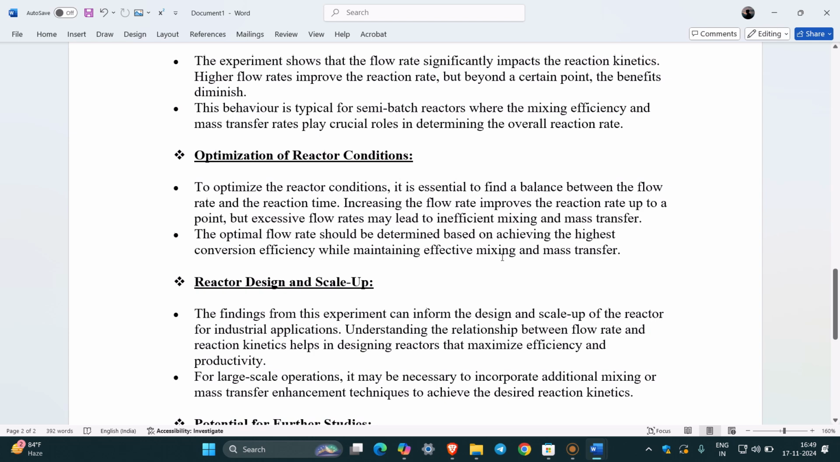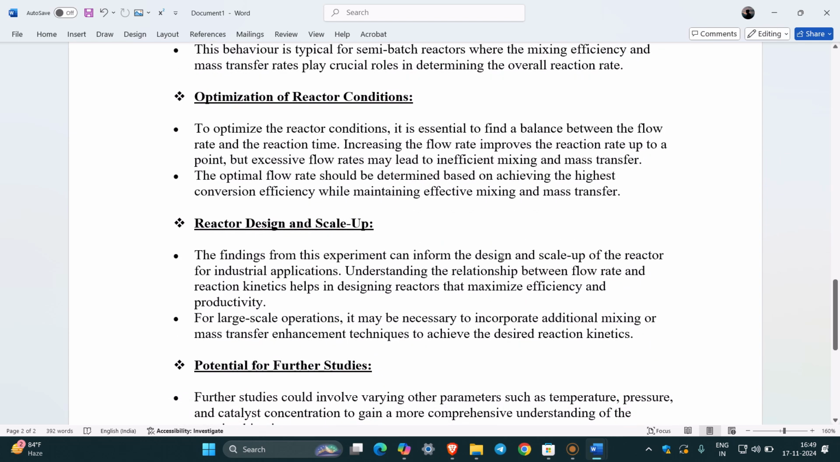So, reactor design and scale up. The findings from this experiment can inform the design and scale up of the reactor for industrial application. Understanding the relationship between flow rate and reaction kinetics helps in designing a reactor with maximum efficiency. In large scale operation, it may be necessary to incorporate additional mixing or mass transfer enhancement techniques to achieve the desired reaction kinetics.